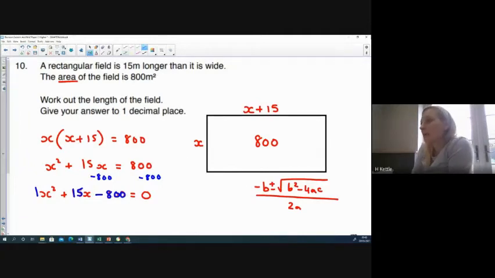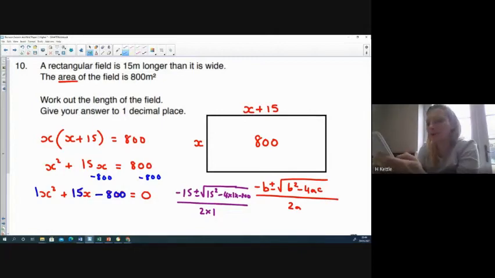So I'm going to type in my calculator, minus 15 plus or minus the square root of 15 squared minus 4 times 1 times minus 800, all over 2a, which is 2 times 1. Now, you can't put a plus or minus in your calculator. So the first time we do it, we're going to put the plus.